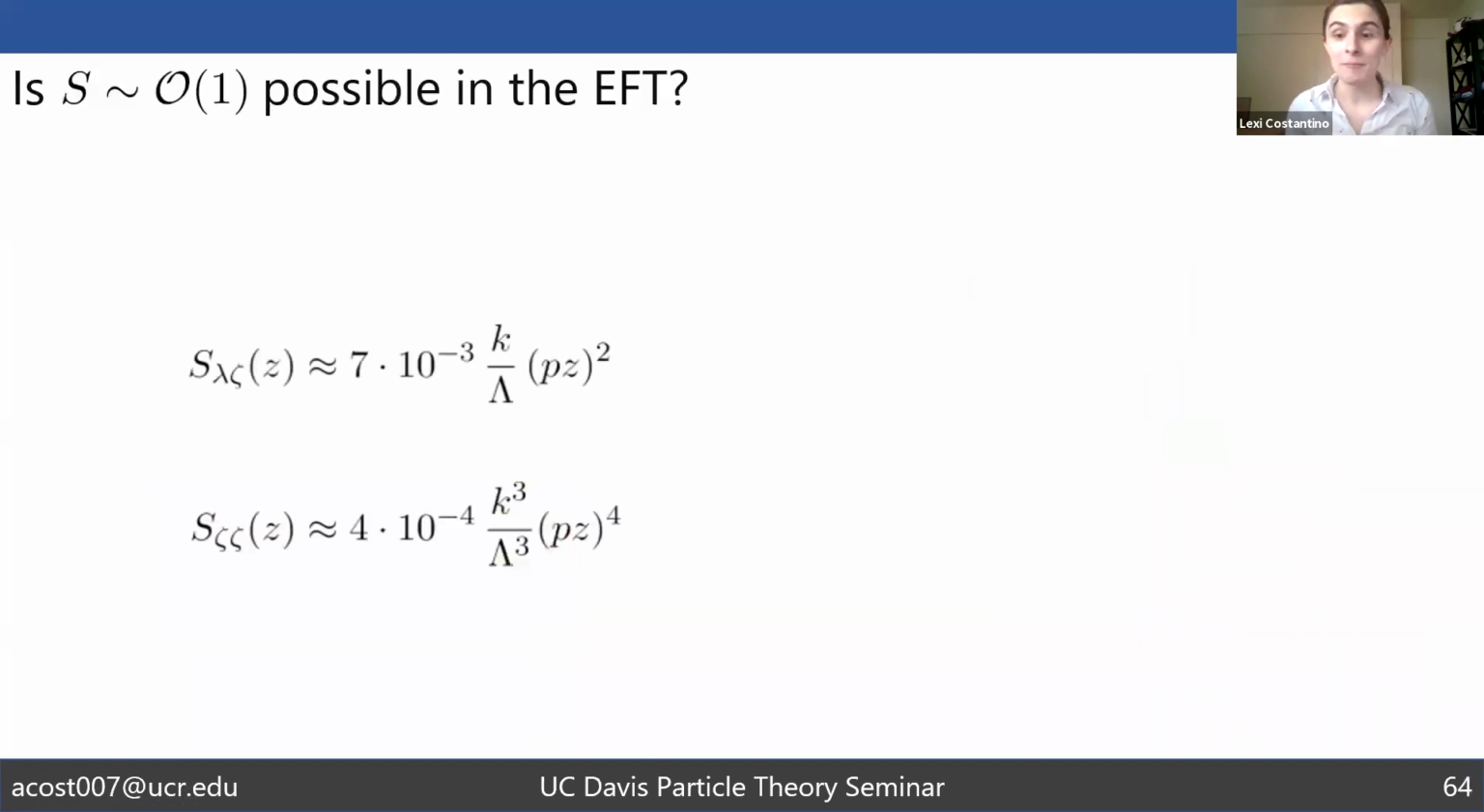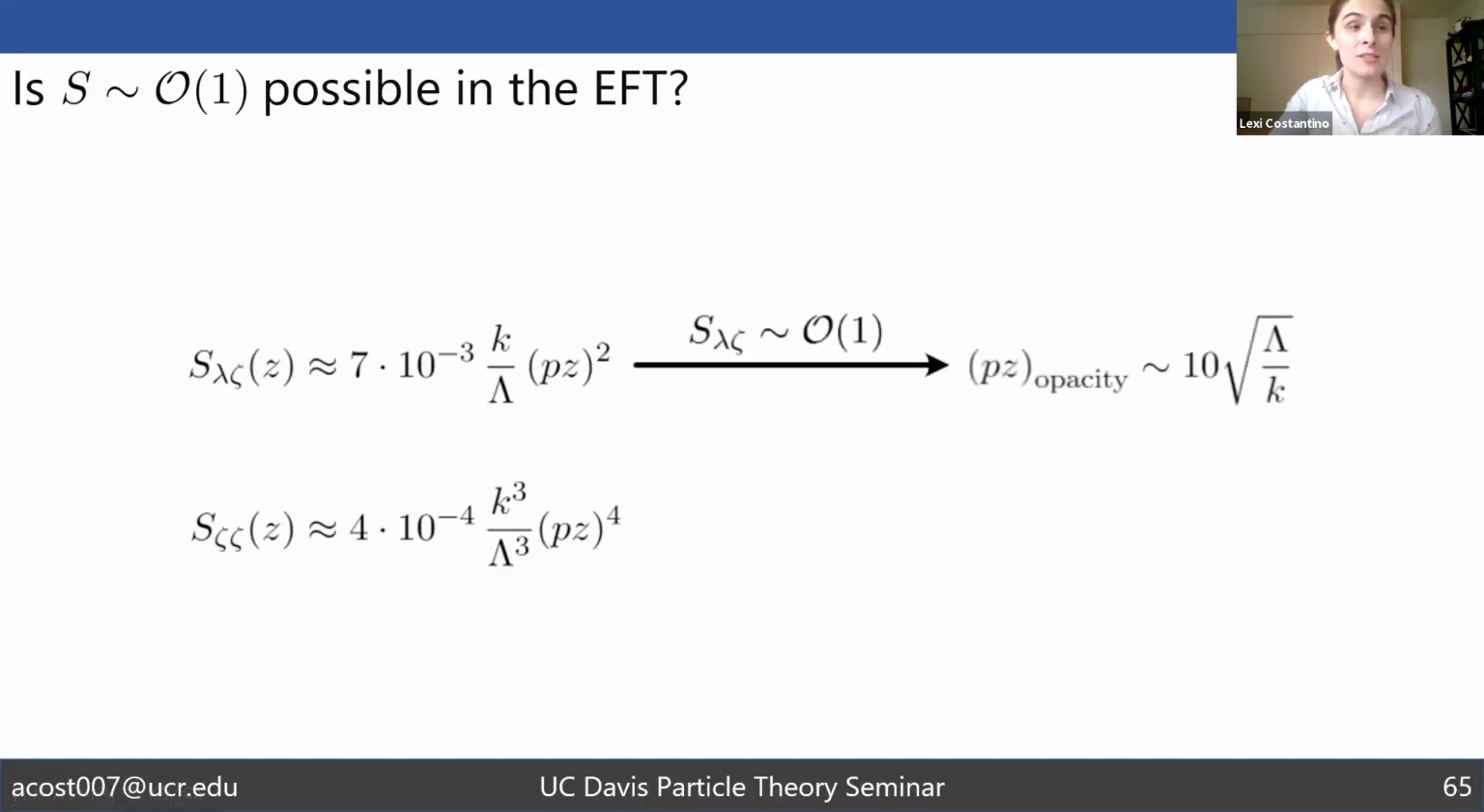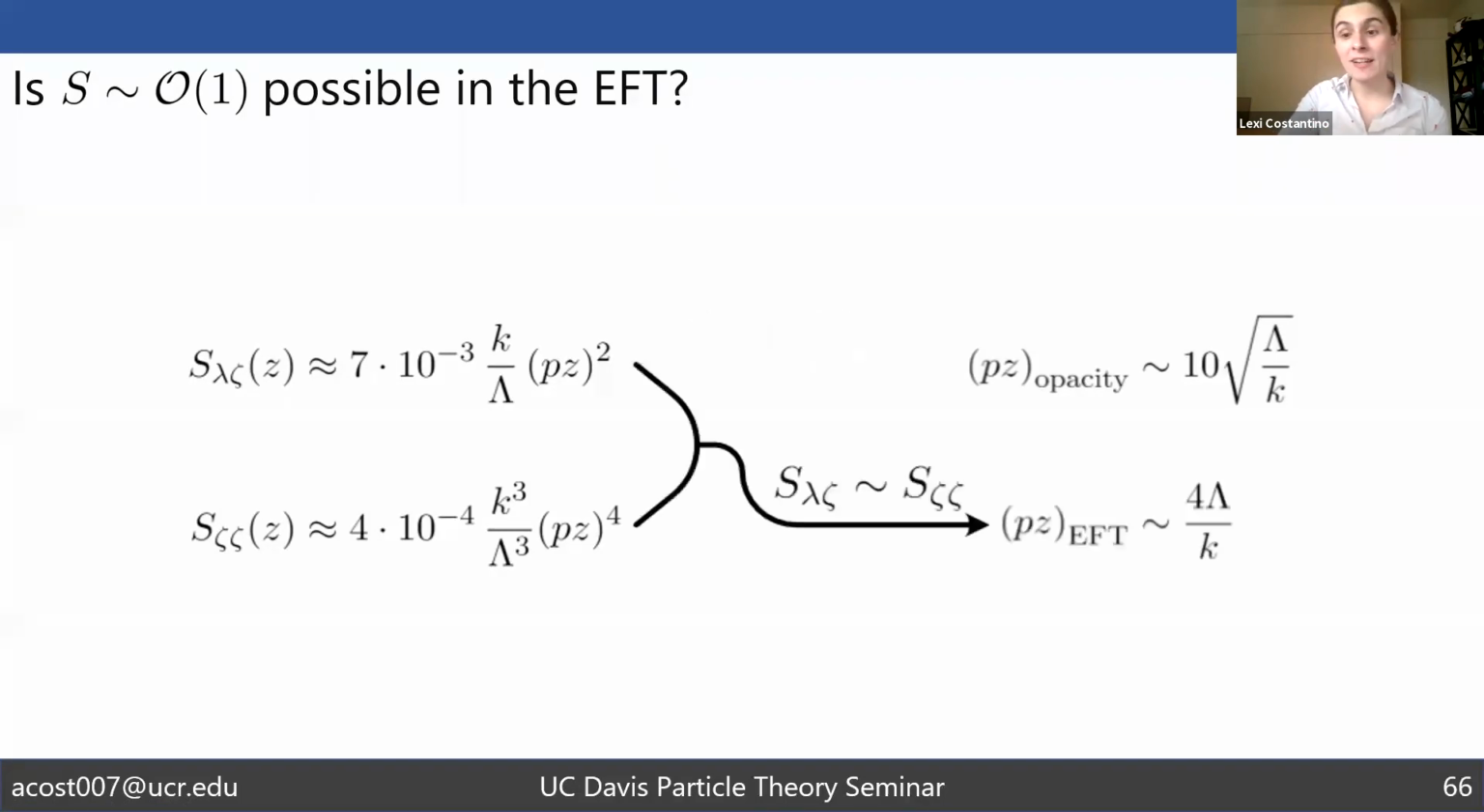So if we introduce the NDA values of the parameters here, we can relate them, they both end up just having this capital lambda in them. And so the lambda zeta ends up being this here, and the zeta ends up being this here. The exponential suppression starts when this top one is order one, when this S is order one. Prior to that, it's not really a suppression at all, because we have e to the minus S. And so this happens when PZ is roughly 10 times square root of lambda over k. We can then determine when the EFT breaks down by comparing the size of the two.